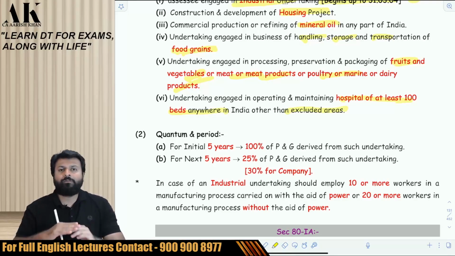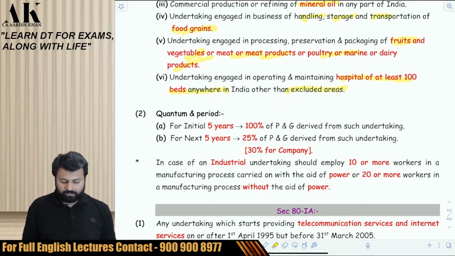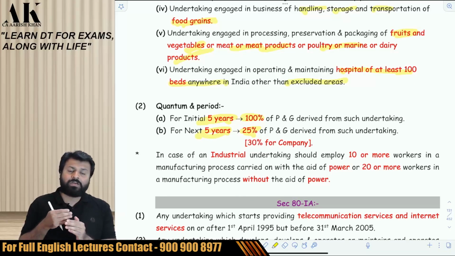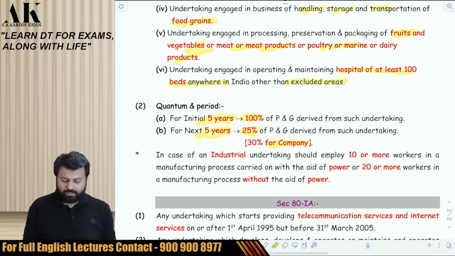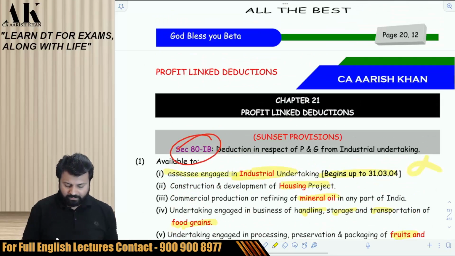Secondly, for how many years am I going to get this deduction? This deduction will be available for 10 years. For the first 5 years, you are going to get 100% of the profit as deduction under chapter 6A. And for the next 5 years, you are going to get 25% deduction under chapter 6A, 30% in case you are a company. So for the next 5 years, it is 25% for individual, HUF, firm, AOP, BOI, etc., and 30% for company assessees.